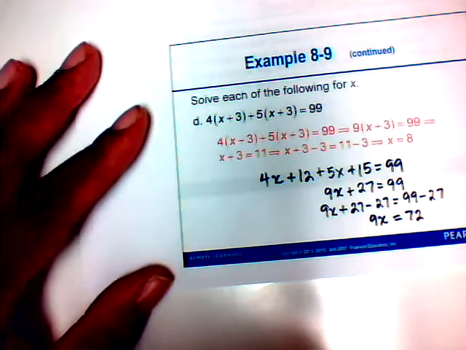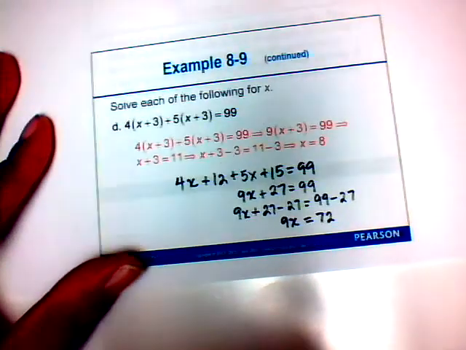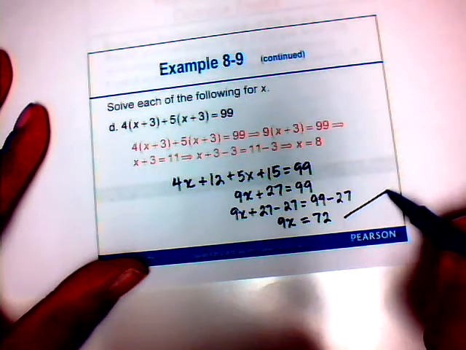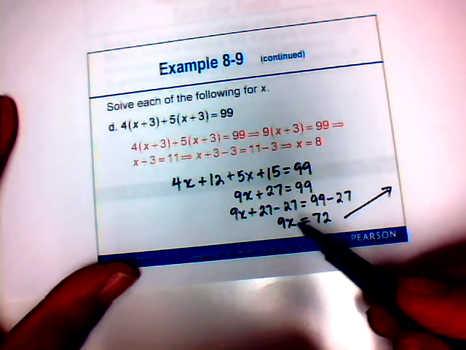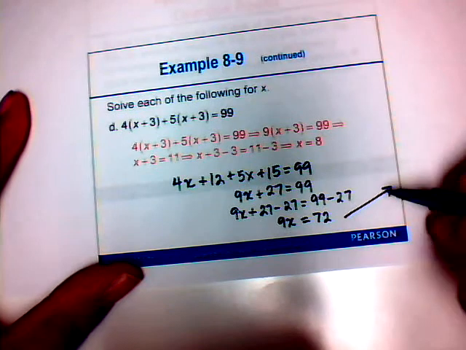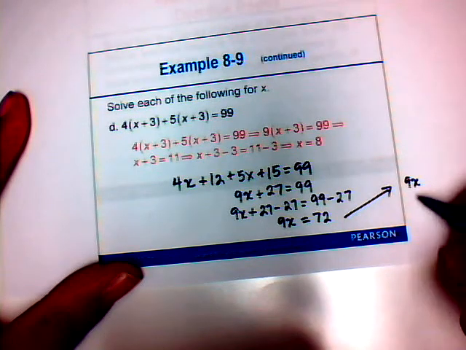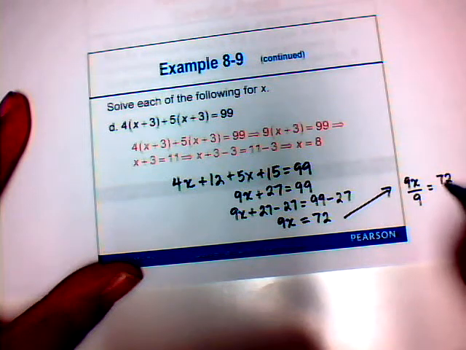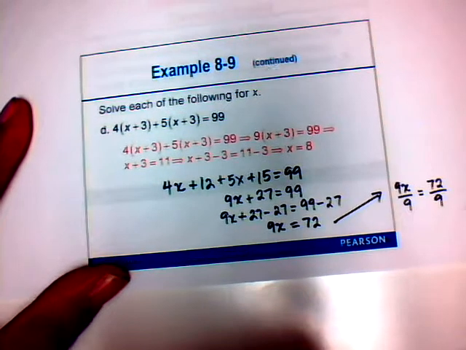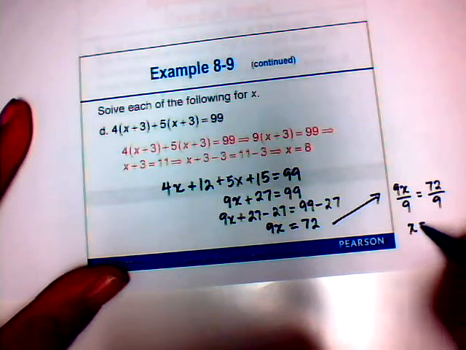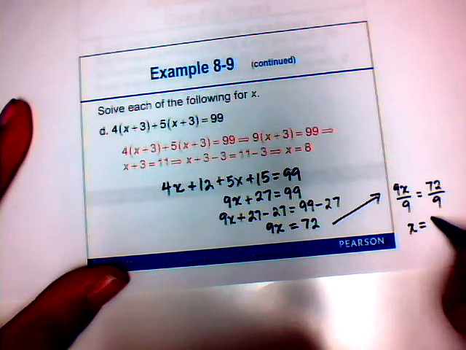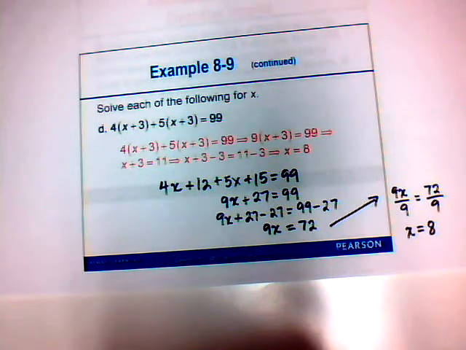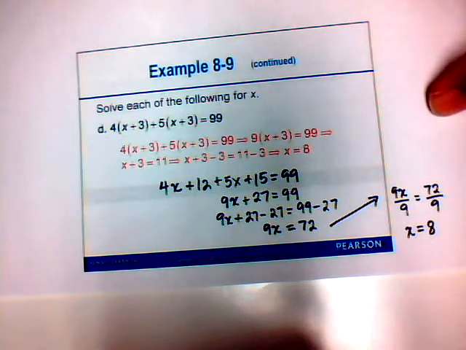So now 9x is equal to 72. Now, x is being multiplied by 9, so to get x by itself, the opposite of multiplying by 9 will be dividing both sides of this equation by 9. So now you'll just have x is equal to 72 divided by 9, which is 8. So here x equals 8 would be the solution to that linear equation.